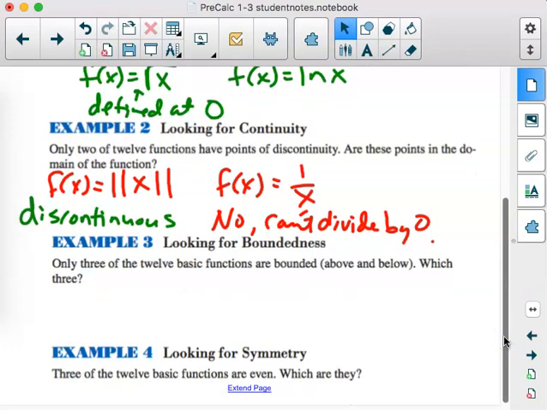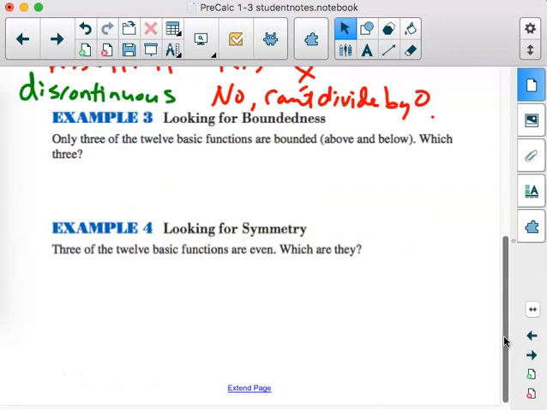This one says, let's talk about boundedness. Only 3 of the 12 basic functions are bounded. Remember, bounded means both above and below. There's 3 of them. Which 3? Write them down, and I'll wander so I won't feel bad about calling on you guys, because it makes me think maybe you didn't find them, and that's why you're not saying anything. Bounded above and below.